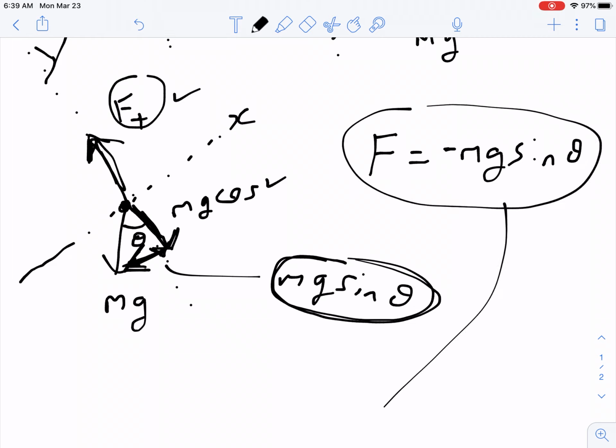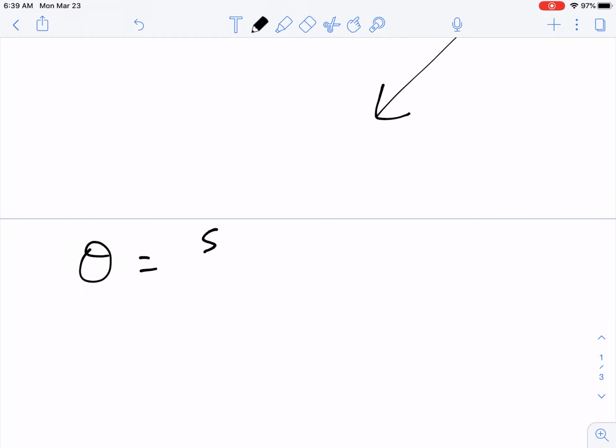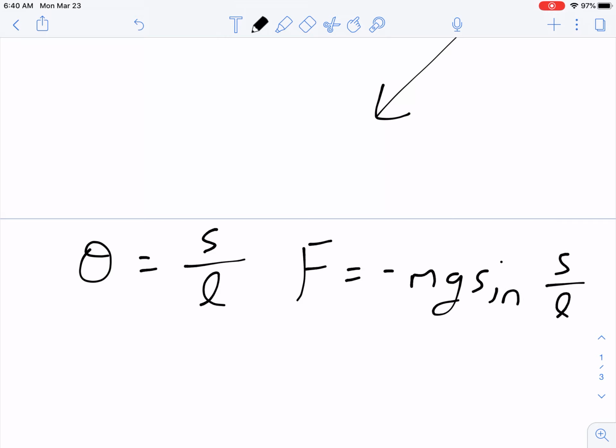Let's continue on down here. Over to the next page. So, theta is s over L. So the force is negative mg sine of s over L.